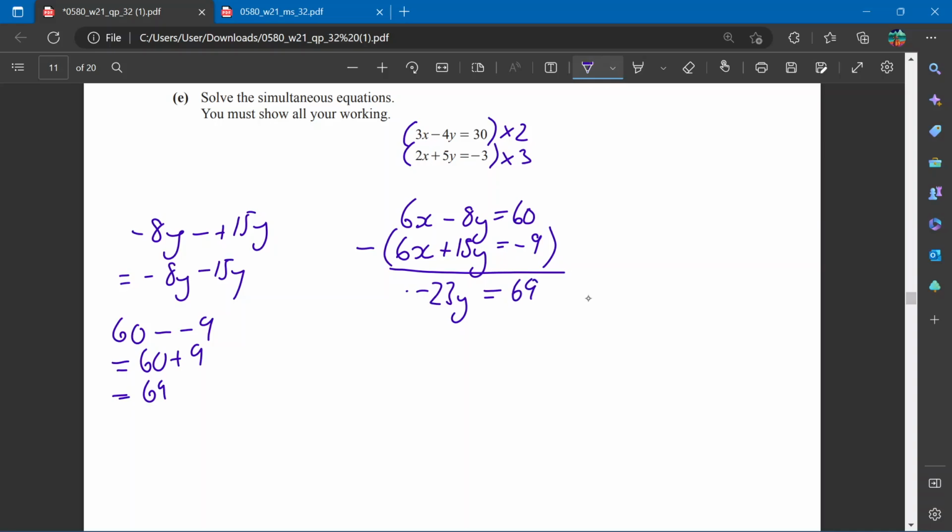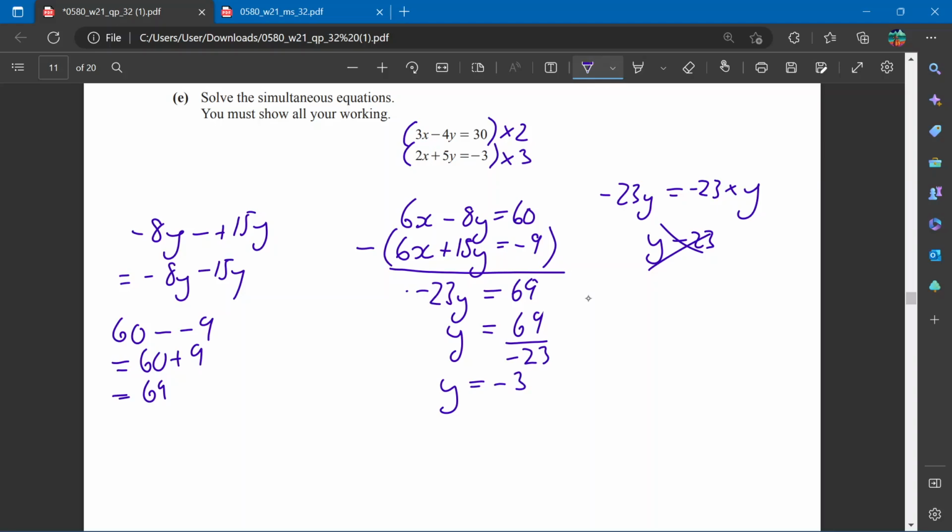Okay. Now the last step, that negative 23 is times y. So negative 23y is the same as negative 23 times y. It's not the same as y minus 23. Don't get that confused. So that means when we move the negative 23 to the other side, we're going to divide it and it's going to stay negative. The negative doesn't become positive because we're not adding it to the y, we're multiplying it. So our final answer here, 69 divided by negative 23 will be negative 3.